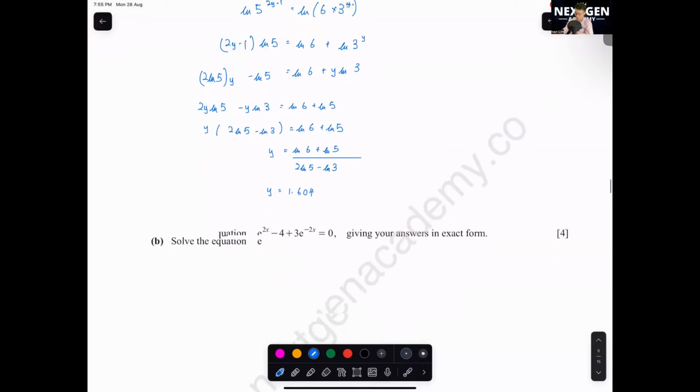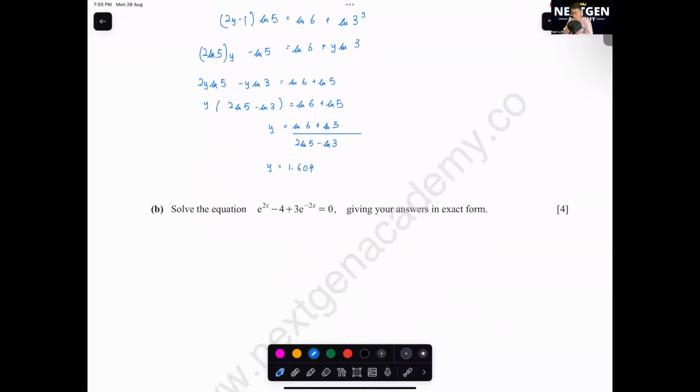Okay, next one. Question B. Solve the equation e to the power of 2x minus 4 plus 3e to the power of negative 2x equals to 0. How do we do this question? This is actually a quadratic equation. Okay, it falls under your complex quadratic equation. So how do we see this?